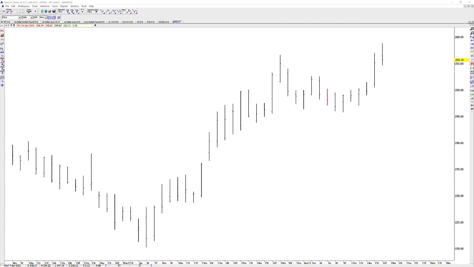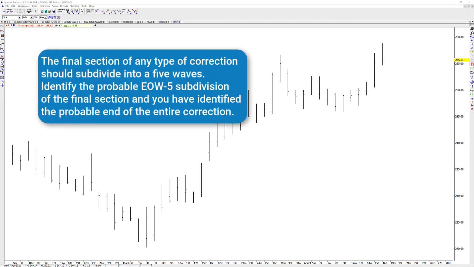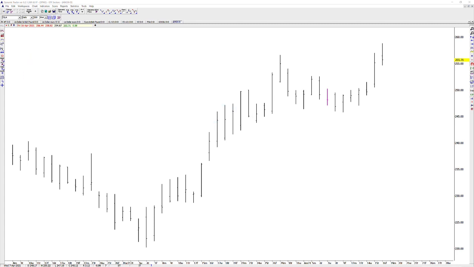Plus, almost all corrections should end, the last section, should subdivide into 5 waves. So 5-wave trends are really important. A wave 5 of a 5-wave impulse trend should subdivide into 5 waves, as should all of the impulse sections of that trend. The end of corrections, again, subdivide into 5 waves. So there should be a lot of impulsive 5-wave trends in all the markets and all the time frames, and to be able to identify the end of wave 5 price targets, it can be really, really helpful.